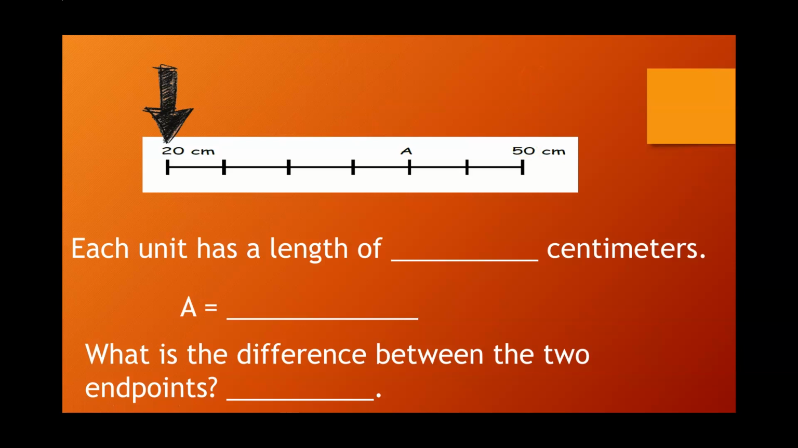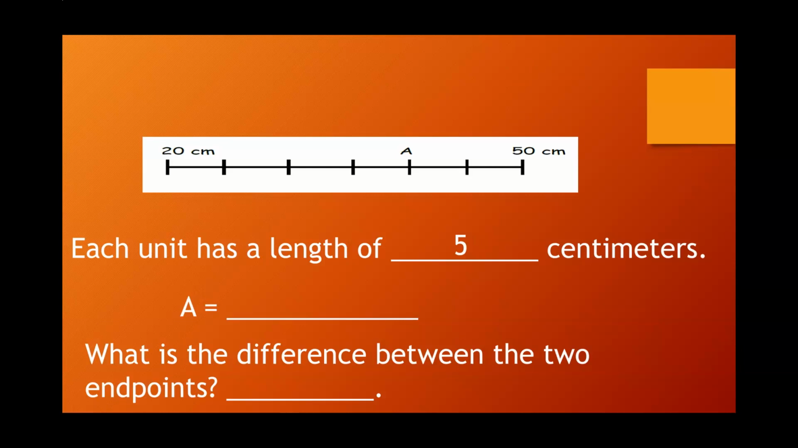What if we counted by fives? Let's try that. 20, 25, 30, 35, 40, 45, 50. Oh, we made it by counting by fives. So here it says each unit has a length of how many centimeters? Well, we just figured that out by counting by fives.